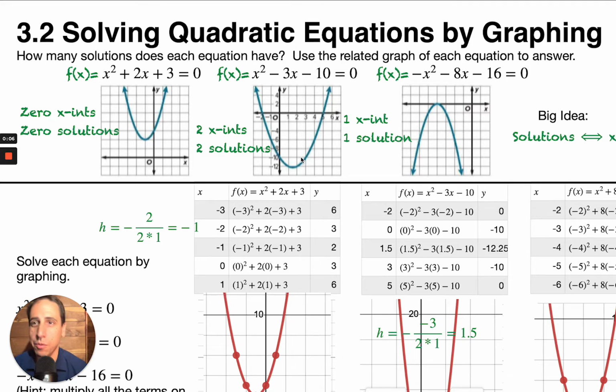The central question really is how many solutions does each equation have? And you're going to use the related graph of each equation to answer. What do I mean by that?